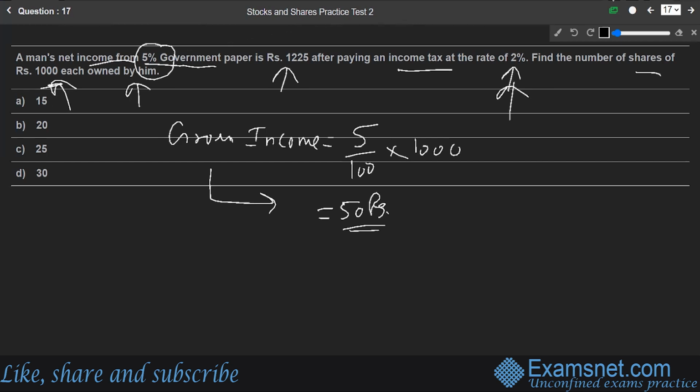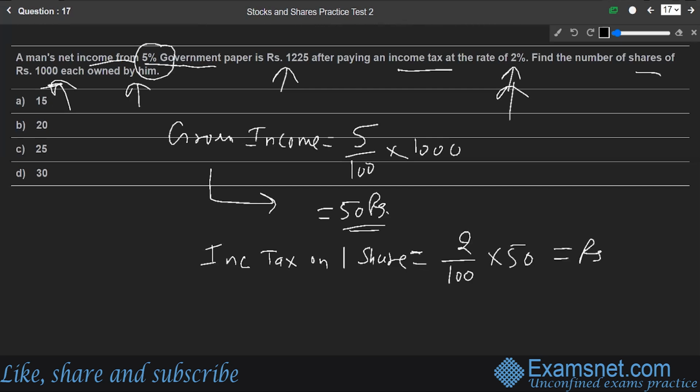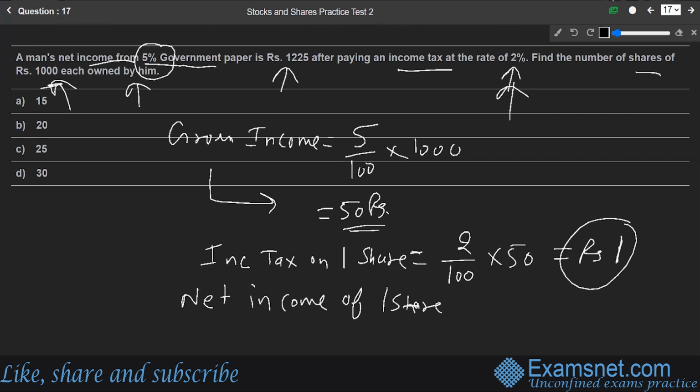So over 50 rupees, he has to pay 2% tax. So what is the income tax he has to pay on one share? It is 2% of 50. So that is nothing but 2 by 100 of 50, which is clearly equal to rupees 1. So he has to pay 1 rupee as an income tax on one share. So what is the net income, that is exclusive of the tax? Net income of one share is simply 50 minus 1, that is rupees 49. So he is actually earning rupees 49 from each share.